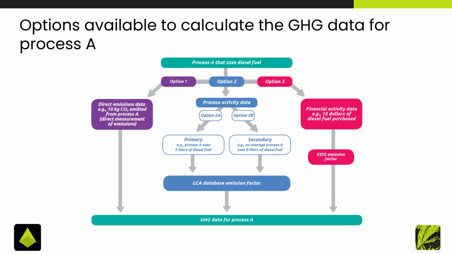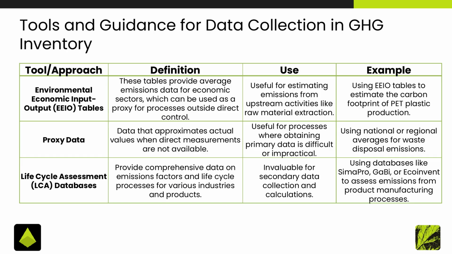Lastly, financial activity data can indicate emissions by analyzing costs, such as dollars per liter of diesel purchased. This can be supported by EEIO emission factors, which offer standardized emission rates per financial unit. Together, these options create a flexible framework accommodating various data sources to provide a reliable greenhouse gas assessment. Let's talk about the tools and guidance for data collection in greenhouse gas inventories.